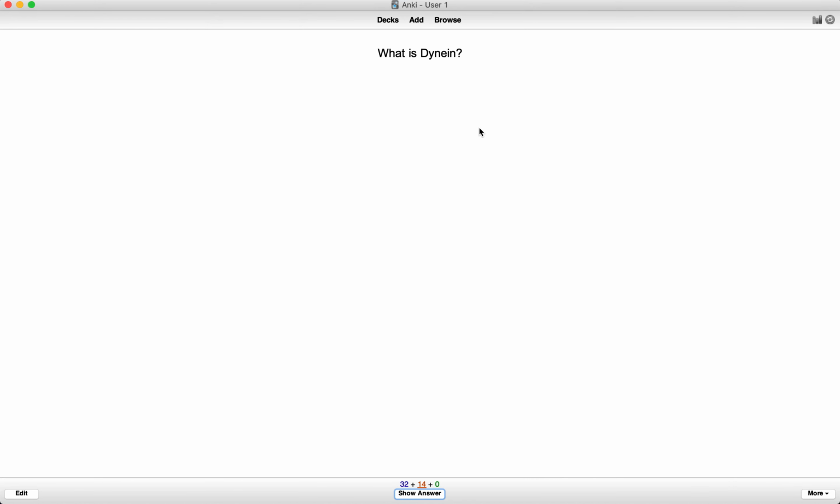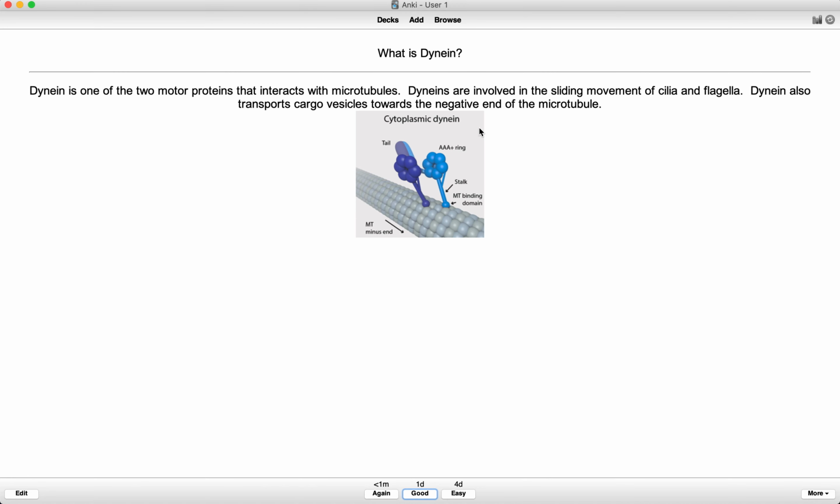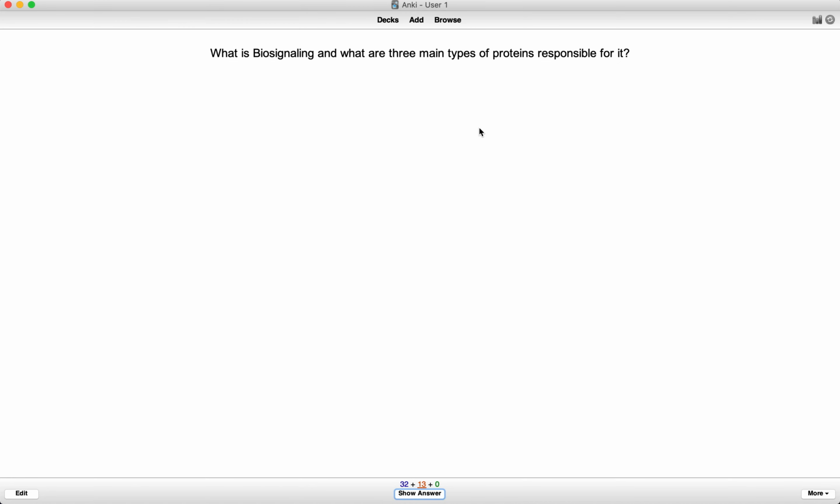Dynein is one of the motor proteins. It is involved in the movement of vesicles from the positive end to the negative end, and it's also involved in the movement of cilia and flagella. Biosignaling is how cells send and receive signals. The three main proteins involved are ion channels, enzyme-linked receptors, and G protein coupled receptors.